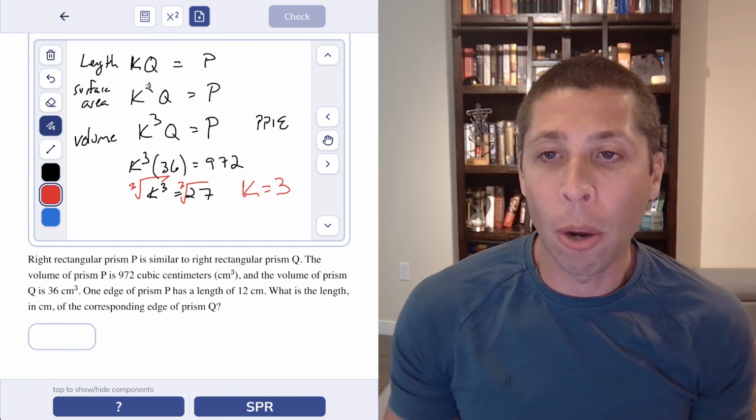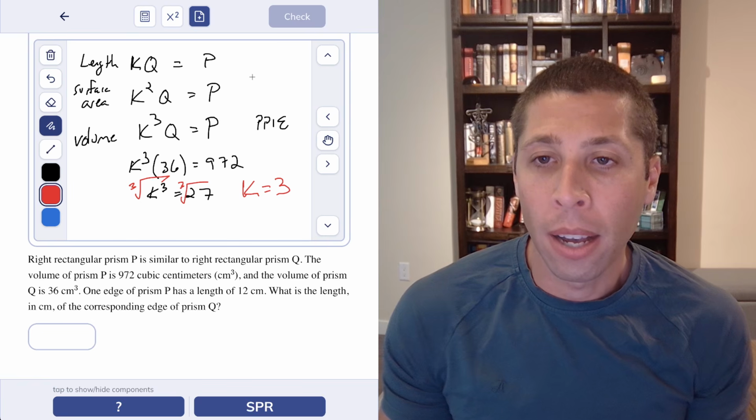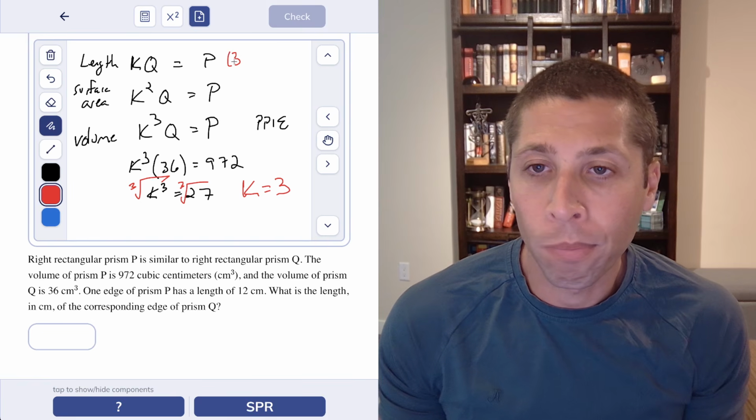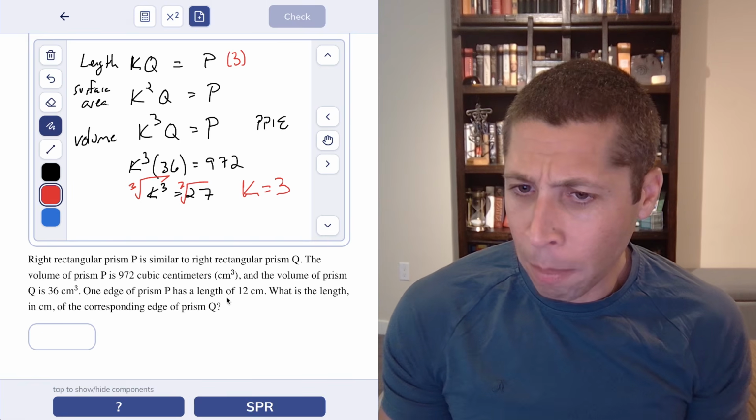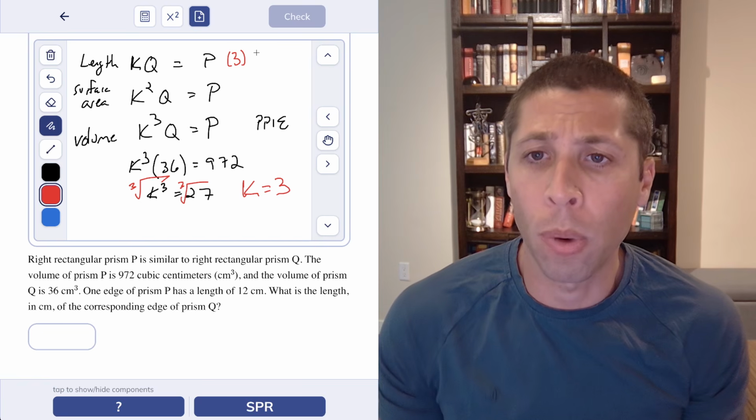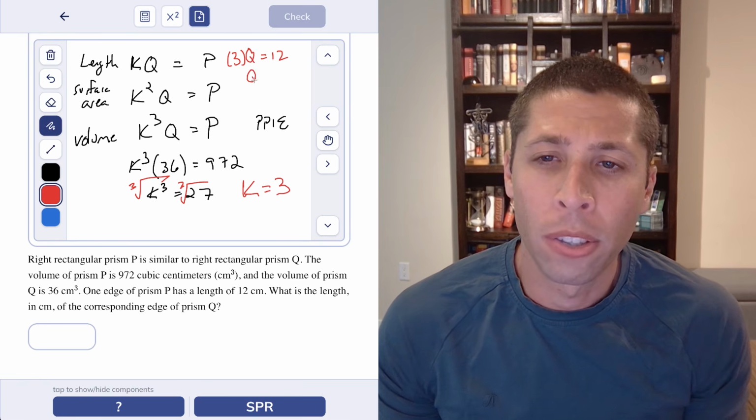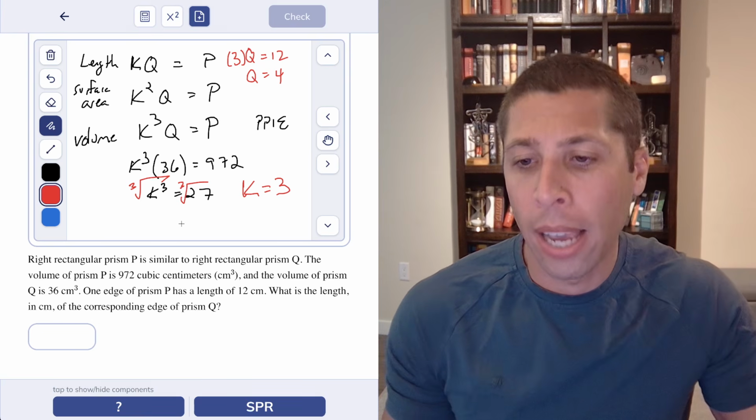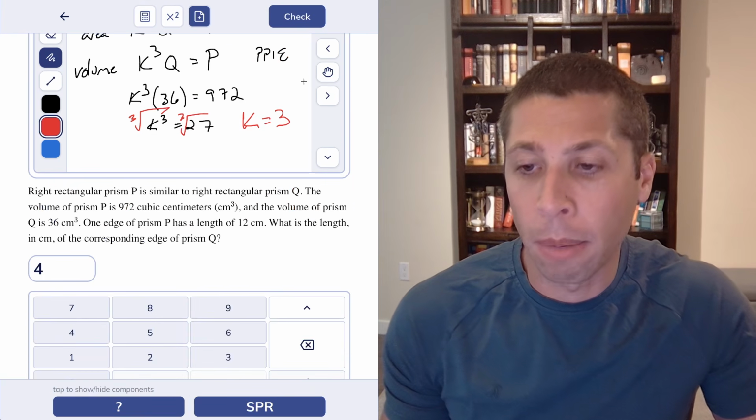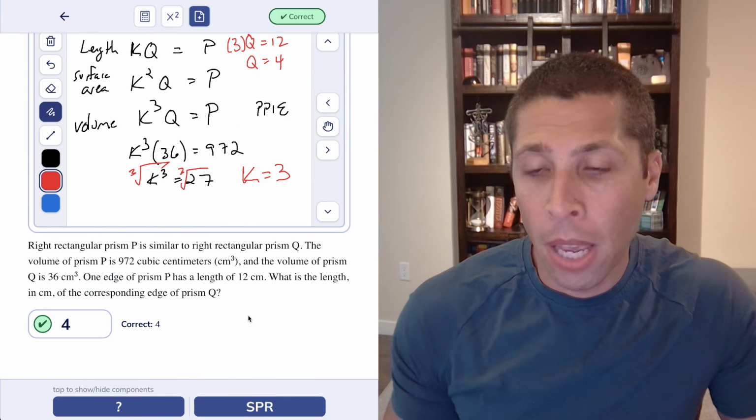So we can kind of go back to here now. We have 3 is our K. We know that the length of P is 12, so we don't know Q. So we'll put that as a variable, and that's 12. So for Q, divide 12 by 3, and it should be 4. Let's double check. Yeah, there you go.